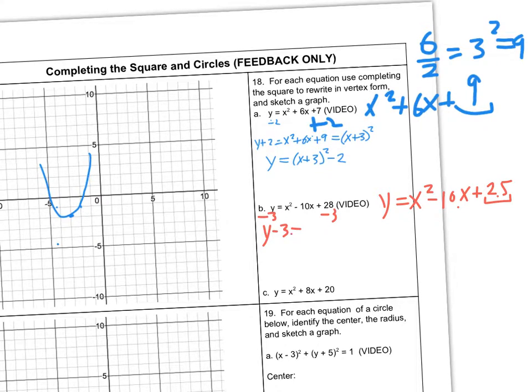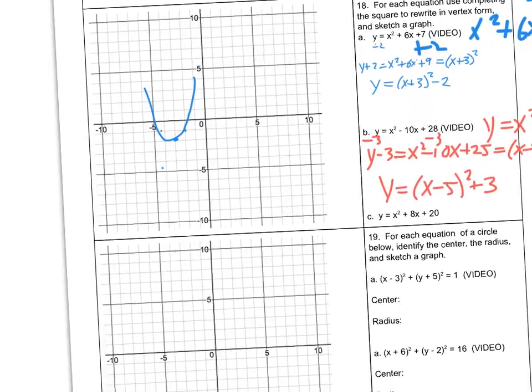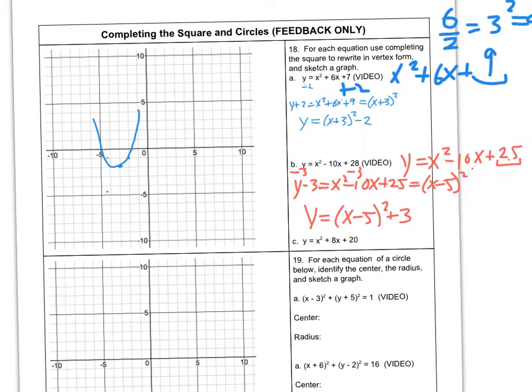Y minus 3 is equal to x squared minus 10x plus 25, which is the same as x minus 5 squared. If I add 3 to both sides, we get x minus 5 squared plus 3. Okay, going to graph that. Let's have a vertex at 5, 3. And going up 1 on both sides gives me a beautiful parabola.